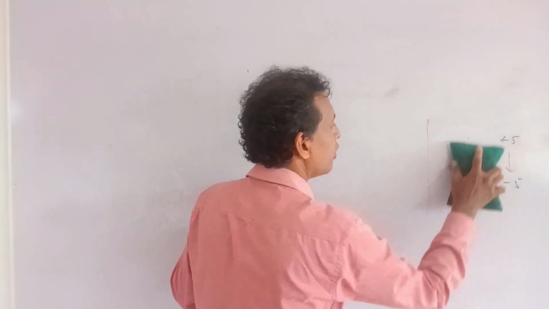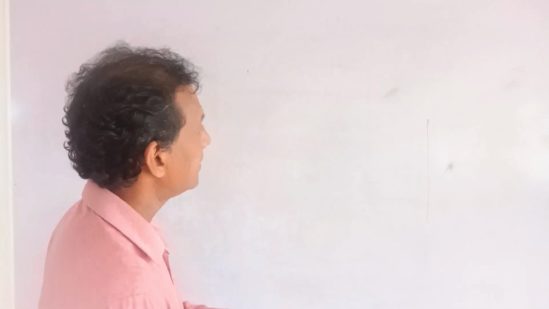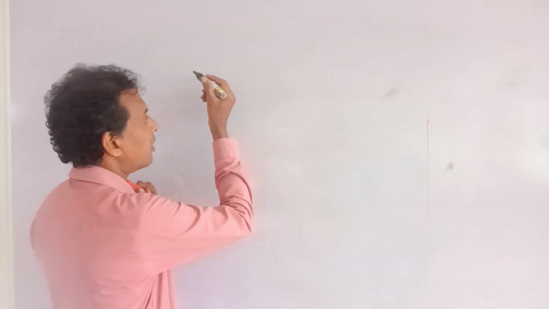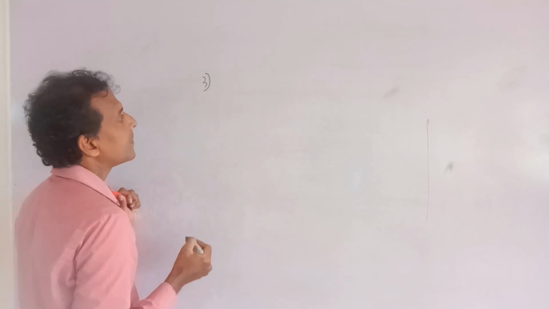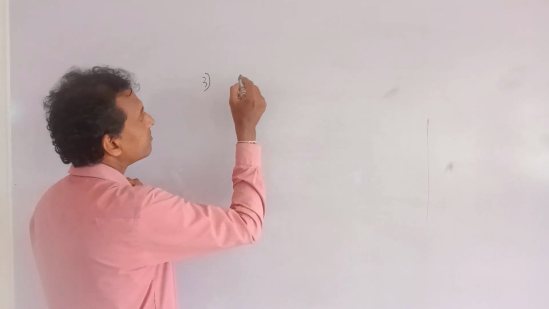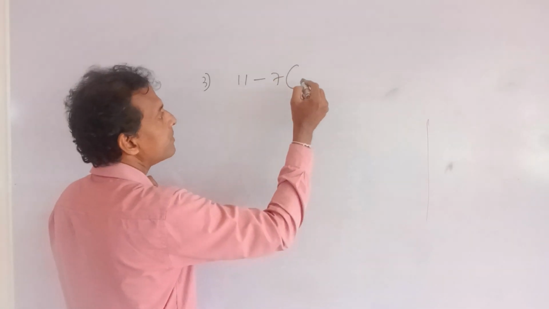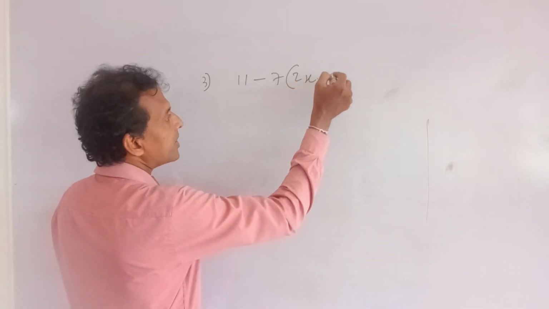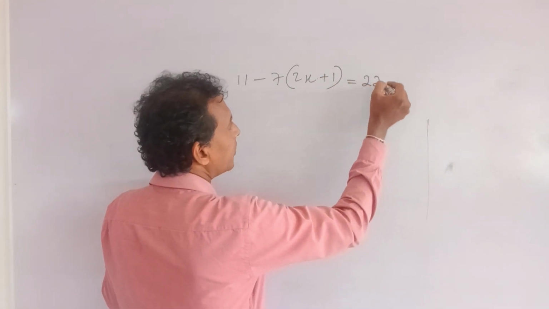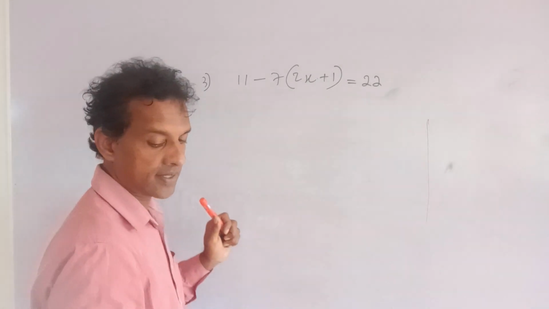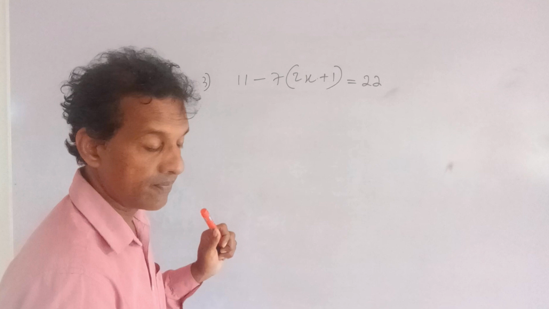Now you can pause the video here and try it yourself and come back and see how we have solved it. Say this is the third example. 11 minus 7 times (2x plus 1) equals say 22. I don't know whether a whole number will come as the answer or a fraction. Let's see.